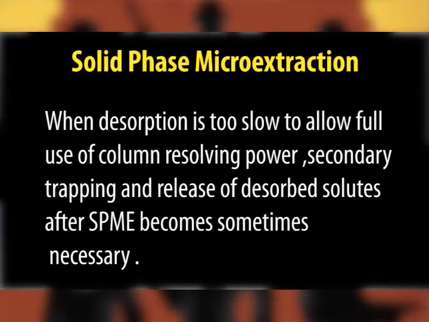When desorption is too slow to allow full use of column resolving power, secondary trapping and release of desorbed solutes after SPME sometimes becomes necessary. Such a process of trapping and release can be achieved using a discrete thermal trap or with the column stationary phase, trapping by injection onto a cold column and subsequently temperature programming for solute elution.